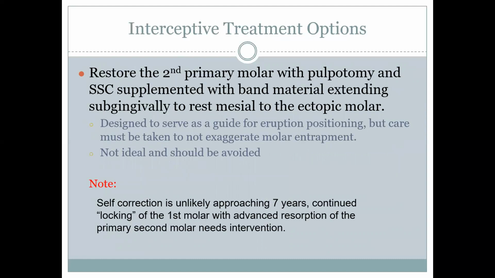So what we want to do for some of these treatments is to restore the second primary molar with a pulpotomy and stainless steel crown. This is designed to serve as a guide for erupting positions, but not for exaggerated molar entrapment. It's not ideal and should be avoided. But note that self-correction is unlikely approaching 7 years of age, and continued locking of the first molar with advanced resorption of the primary second molar needs intervention.